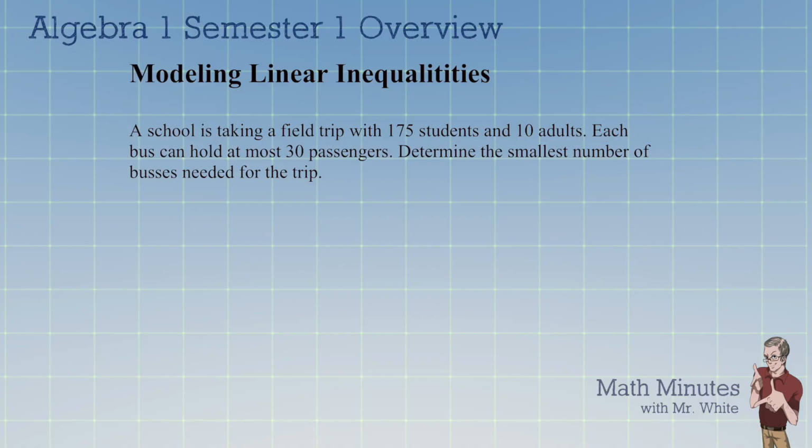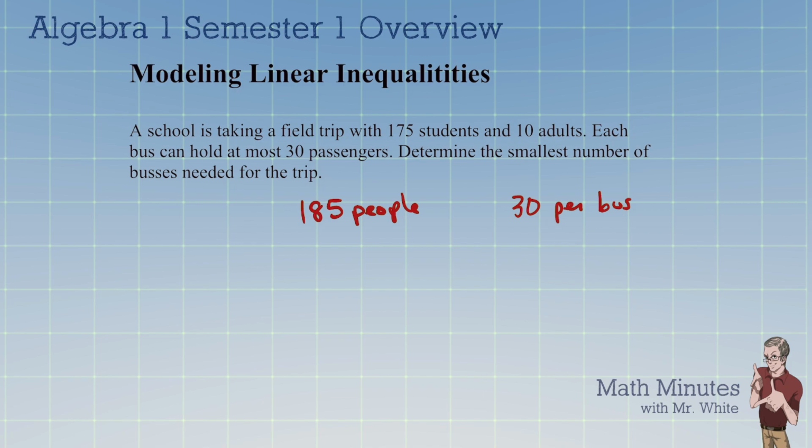So here's a word problem where sometimes the answer isn't just one thing. It's lots of different possibilities. So let's read it carefully. A school is taking a field trip with 175 students and 10 adults. So it sounds like 185 people total. So let's write that down. Each bus can hold 30 per bus. All right. Determine the smallest number of buses possible.